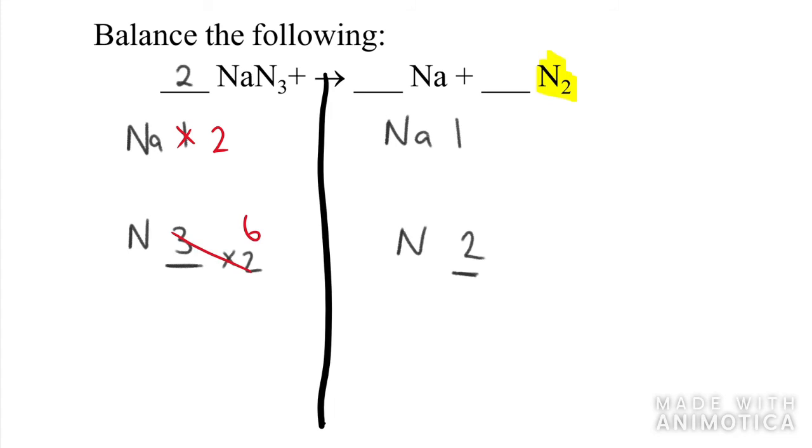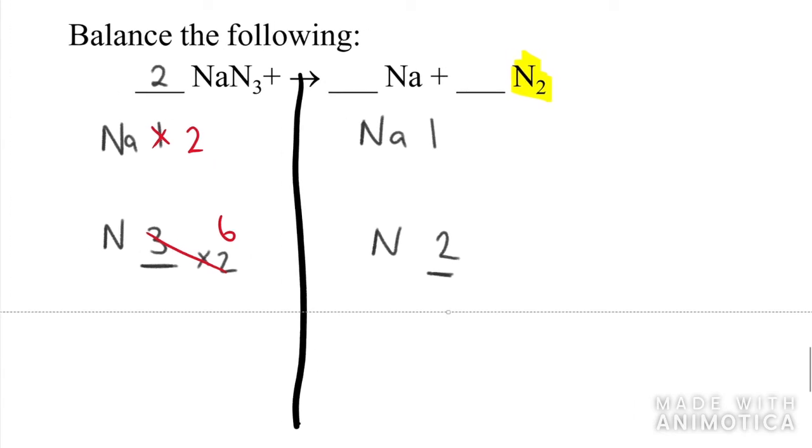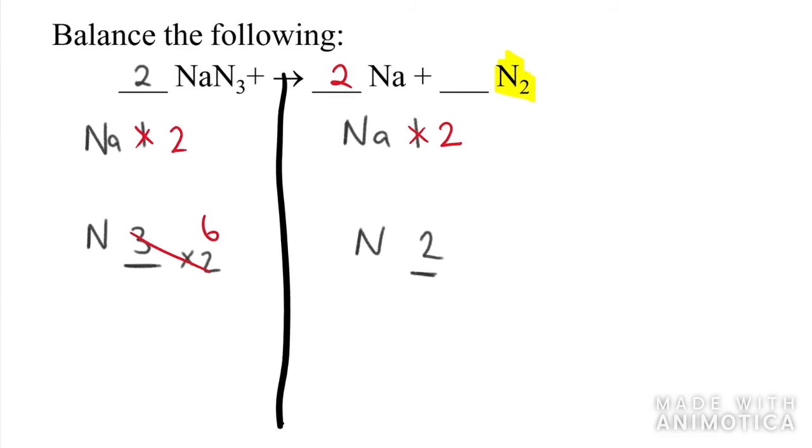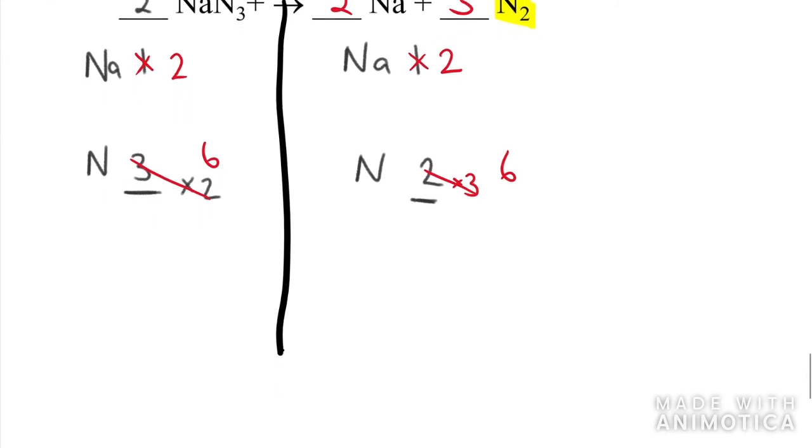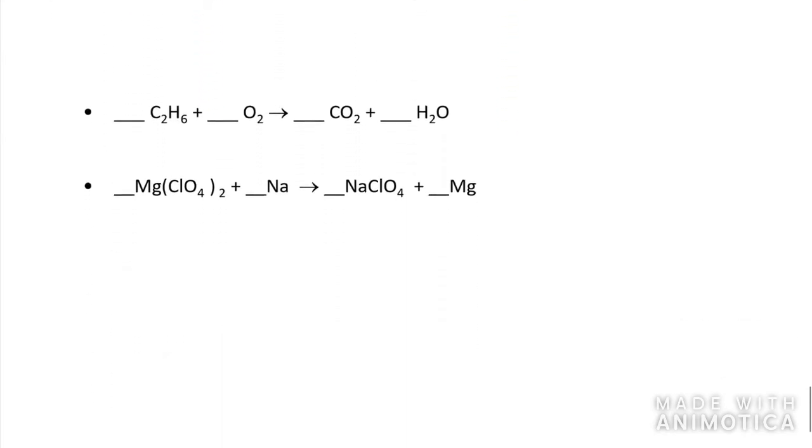Okay, well if we have 2 sodiums, we need 2 sodiums on this side. If we have 6 nitrogens in the products, we need 6 on this side, so we have to times it by 3. So now we have 2 sodiums, 6 nitrogens, 2 sodiums, 6 nitrogens. So our coefficients ended up being 2, 2, and 3. Do you kind of see how this is a puzzle that you're trying to figure out, what things work the best? And it does take a couple attempts sometimes.